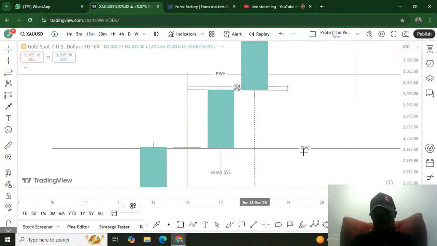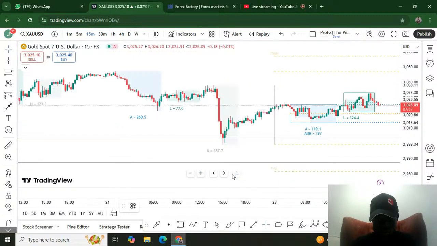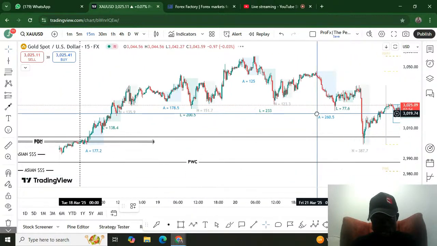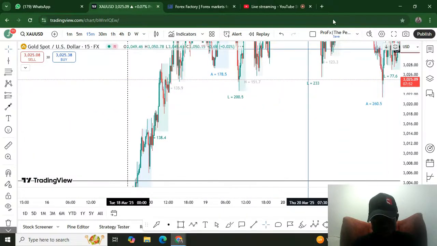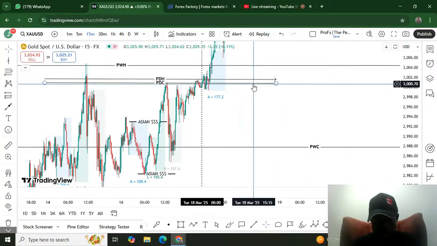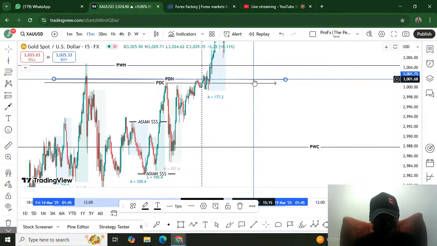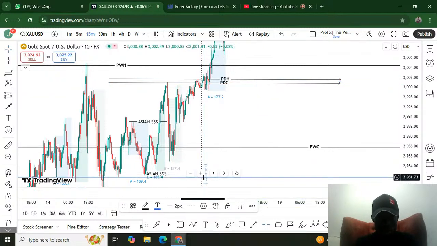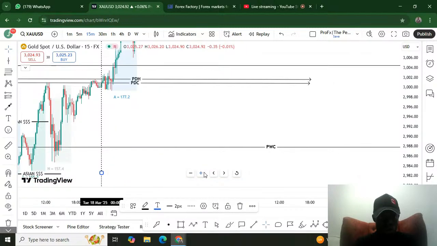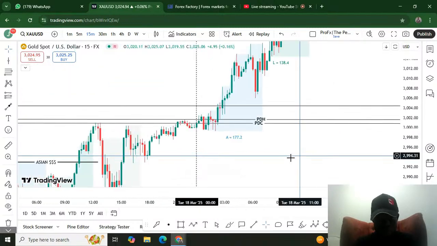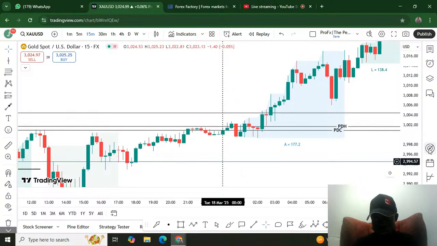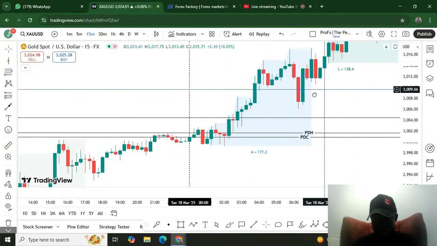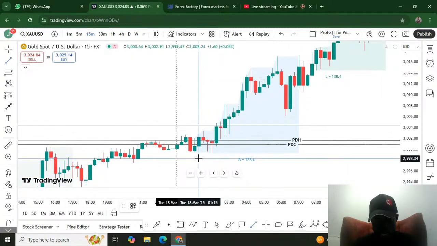So we jump to 15 minutes. Now let's observe Tuesday. So this is where we are. Previous day high and previous day low. So as London session is approaching, where is the price action? Are we breaking out or have we manipulated the closing price? This Asian low.